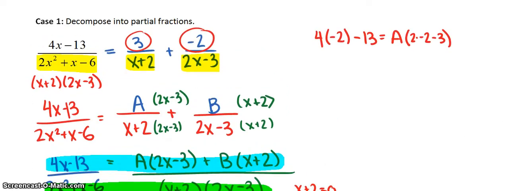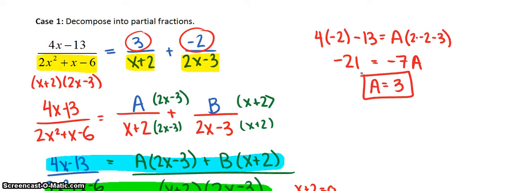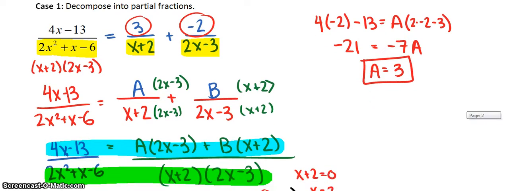Now I can solve for A by just evaluating this. So 4 times negative 2 is negative 8, minus 13 is negative 21, equals A times, this gives me negative 4 minus 3, which is negative 7A. Divide both sides by negative 7, you get A is 3. Okay. Now I have a value for A, I also need to do this to find B.